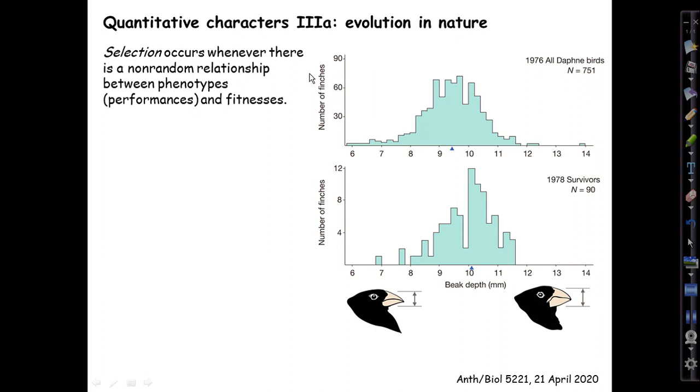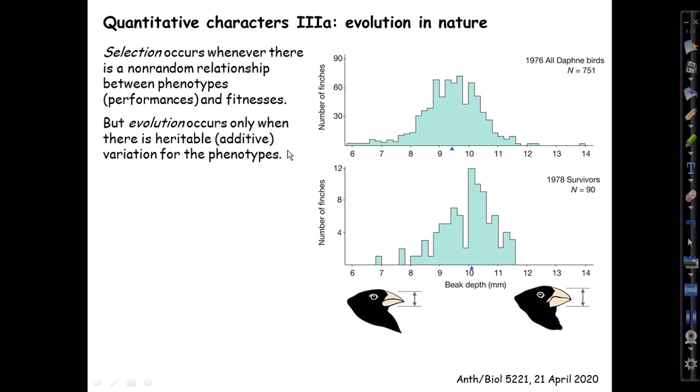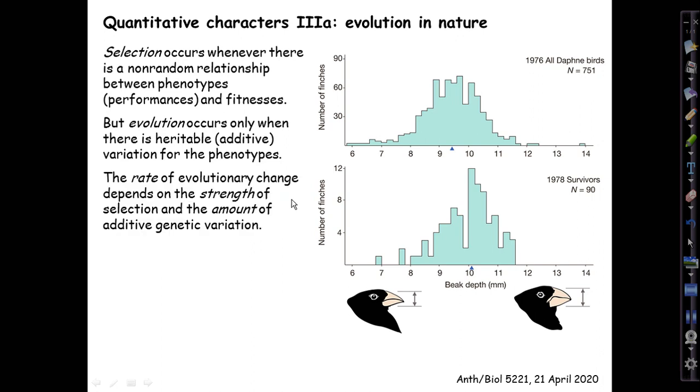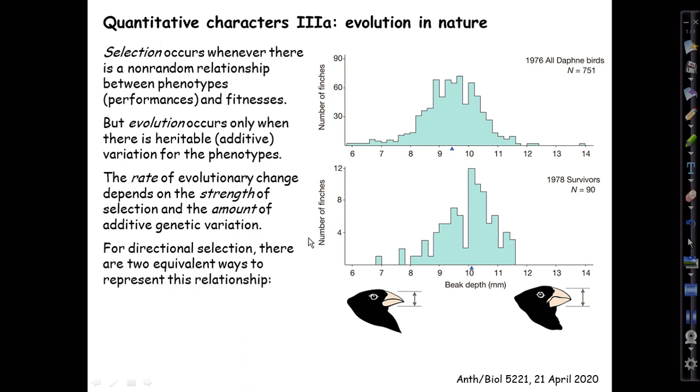Selection occurs if there is a non-random relationship between phenotypes and fitnesses. But evolution doesn't necessarily occur just because there's selection. It occurs only to the degree that some of that variation was heritable, that is to say, caused by the additive part of the genetic variance. The rate of evolutionary change then depends both on the strength of the selection acting on the phenotypes and the amount of that phenotypic variation that was additive genetic.